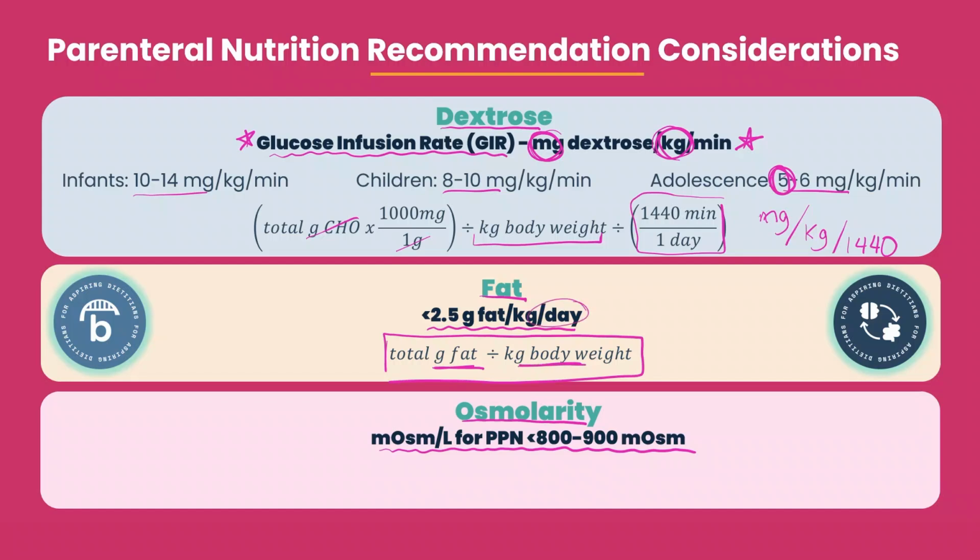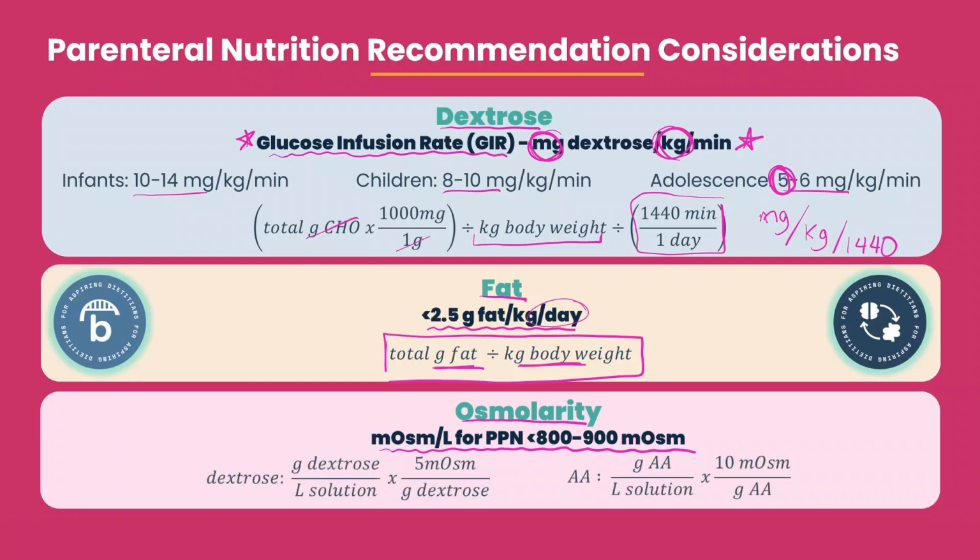Finally, the last check to remember is in peripheral parenteral nutrition, PPN. We have to check the osmolarity, which again is the concentration of the solutes that are in the solution. So the way we do this is by using the approximate osmolarity contributions from each component. Dextrose has 5 milliosmoles per gram, and that's an equivalent statement. So if you know the amount of dextrose that's being provided either per liter or per day, we can use the equivalent statement to figure out the osmolarity component of the dextrose.